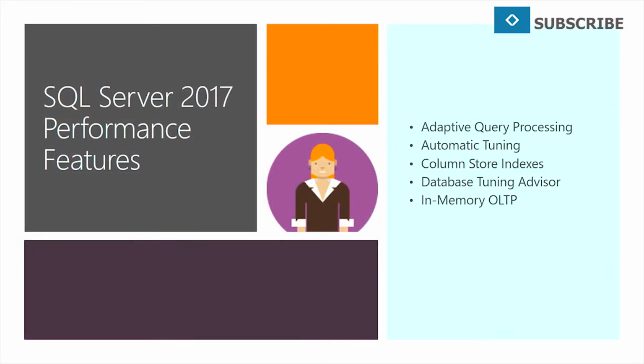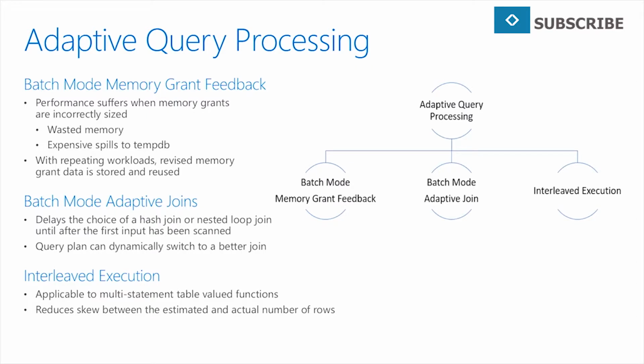Now we'll look at a few performance features that are either new or enhanced in SQL Server 2017. We'll look at adaptive query processing, automatic soft NUMA, automatic tuning, column store indexes, the database tuning advisor, and finally, in-memory OLTP. Adaptive query processing is new in SQL Server 2017. It's made up of three components. There is the batch mode memory grant feedback, batch mode adaptive joins, and interleaved execution.